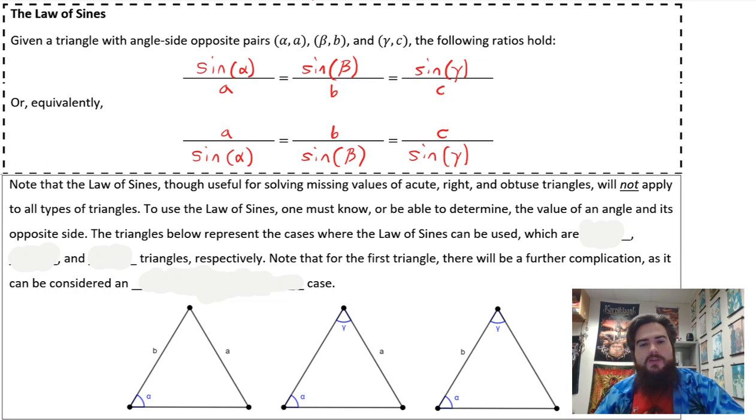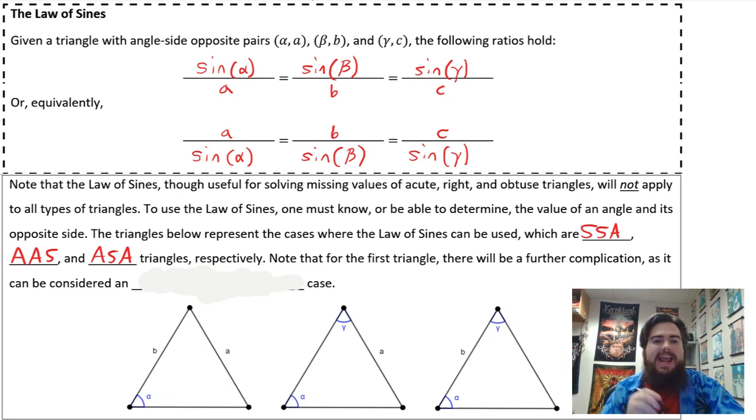To use the law of sines, one must know or be able to determine the value of an angle and its opposite side. The triangles below represent the cases where the law of sines can be used, which are the SSA case, where you have a side length and an angle measure; the AAS case, where you have an angle measure and then a side length; as well as the angle-side-angle case. That's where you have an angle, a side length in between, and another angle.